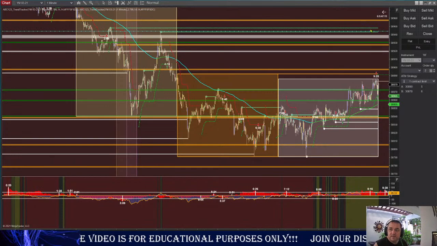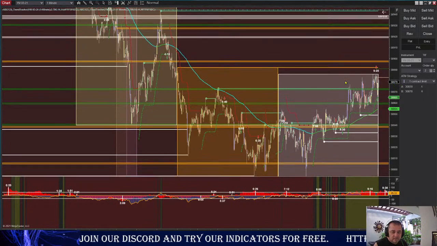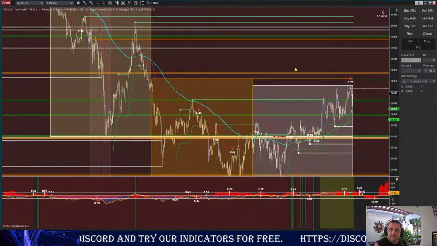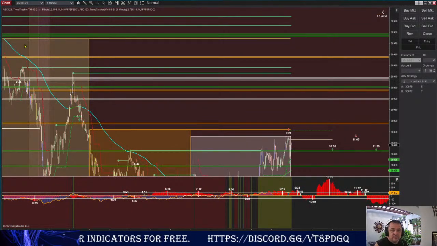See this line up here? That's your 50% retracement, guys. Okay? Right here. And look how big this wall is. We got a huge wall here. This was today's 2 market opens.